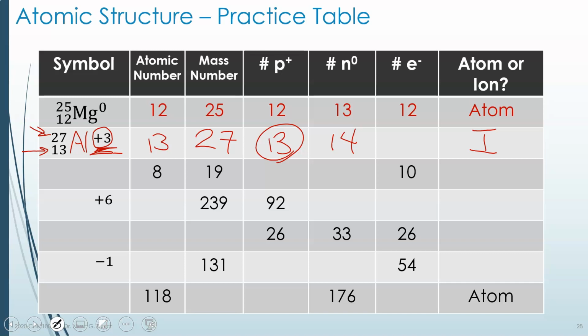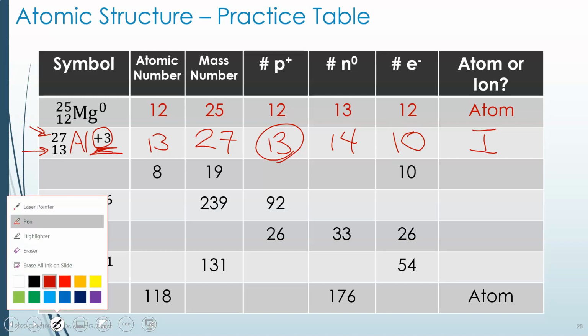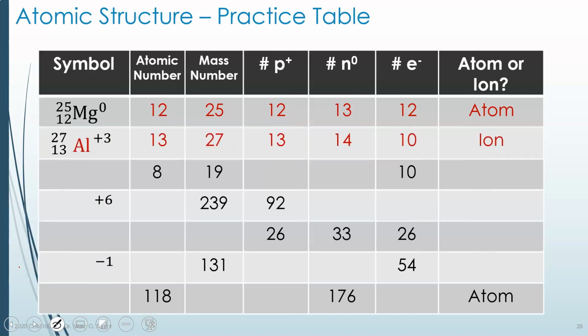So positive 3 means you're missing negative charges. You're missing electrons. Therefore, we're only down to 10 electrons. So I'll delete this row and fill it in with that. The next one, you're given a different piece of information. And actually, you can practice these on your own. I'm going to take one of the harder ones. Let's take the second to last example.